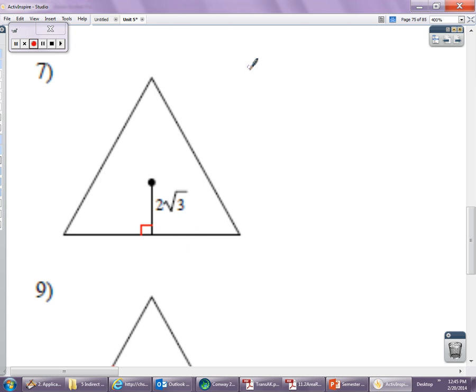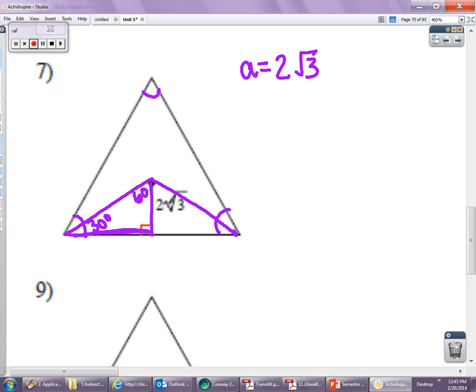Okay, number 7 gives you the apothem as 2 root 3. If I complete my triangle, this is my 30-degree angle now, okay, because remember 60, 60, so half of it's 30, and 60, so half of it is 30. And that means that this is my 60-degree angle in my right triangle here. Okay, so if I'm given the apothem, which is 2 root 3, that's the short side of my right triangle. So to find a side, I'm going to do 2 root 3 times root 3.